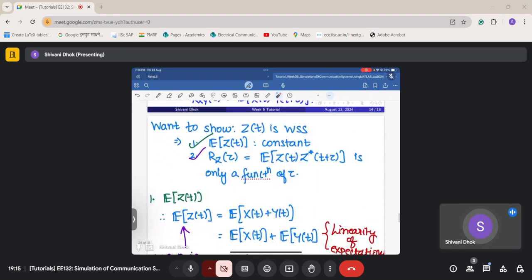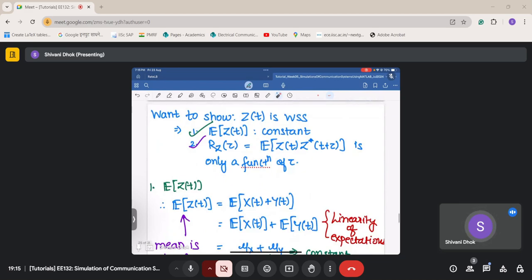So what we want to do in this particular question is show that this zt is a wide sense stationary process. For that, what do we need to show? First, we need to show that the expectation of that random process is constant with respect to time. And second, that the autocorrelation function is only a function of the lag, that is tau. Then we'll take both of these points one by one. This is the standard approach to show whether any random process is wide sense stationary or not.